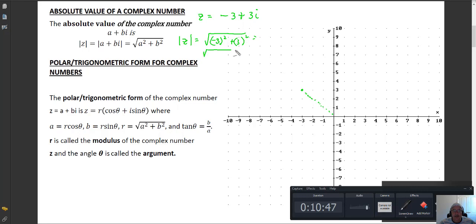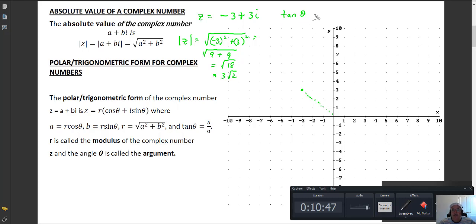So this is going to be the square root of 9 plus 9, which is the square root of 18, which simplifies into 3 times the square root of 2. Right, the next thing we need to do to write this in the polar form or trigonometric form is to find the tangent of the angle.